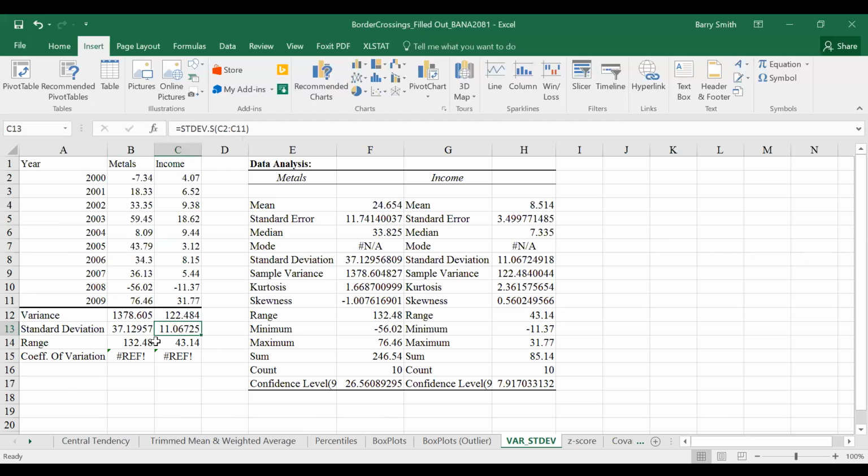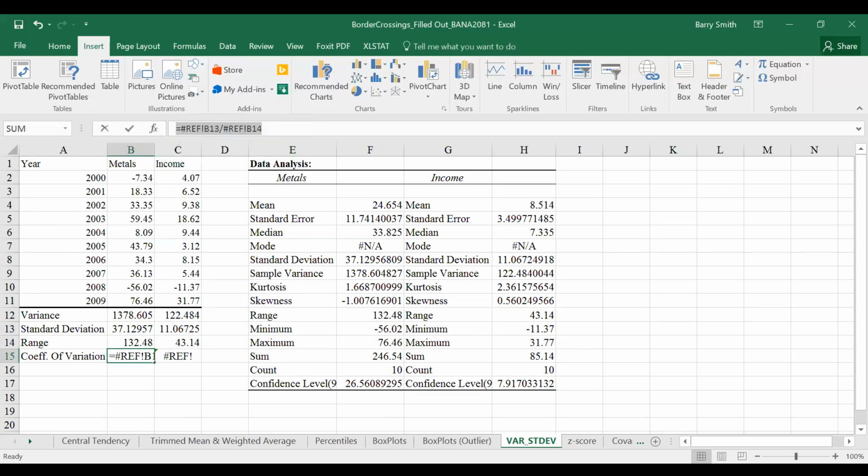Okay. Now we need to find the range. Well, that's just the max minus the min. So I did it longhand. I took max of the data set minus the min of the data set, and that gave me the range. Here I did the same thing, but changed the data set.